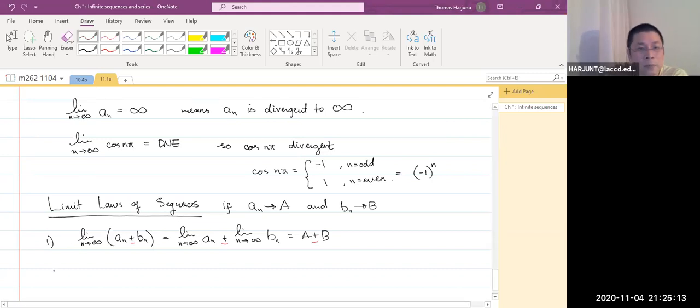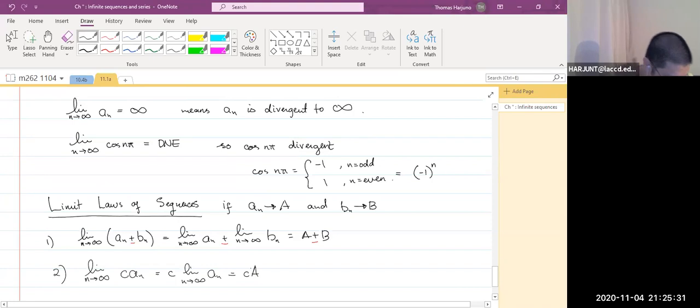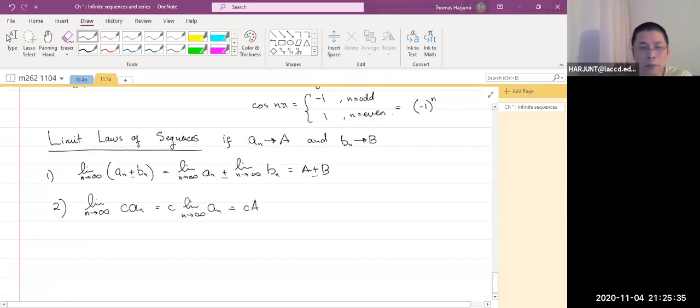Second, the limit of a constant multiple of a sequence equals the constant multiple of the limit of that sequence, that's C times capital A. And of course, the limit of a constant term is just the constant, nothing fun with that. I think of that as a constant function.